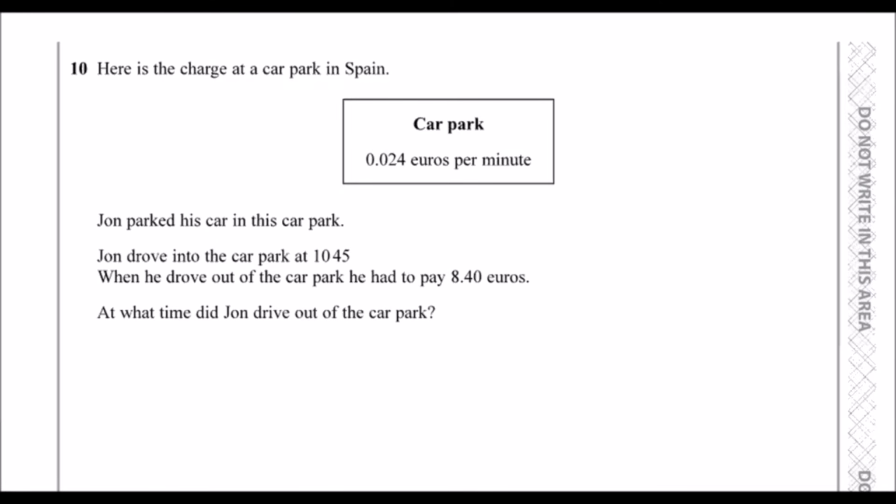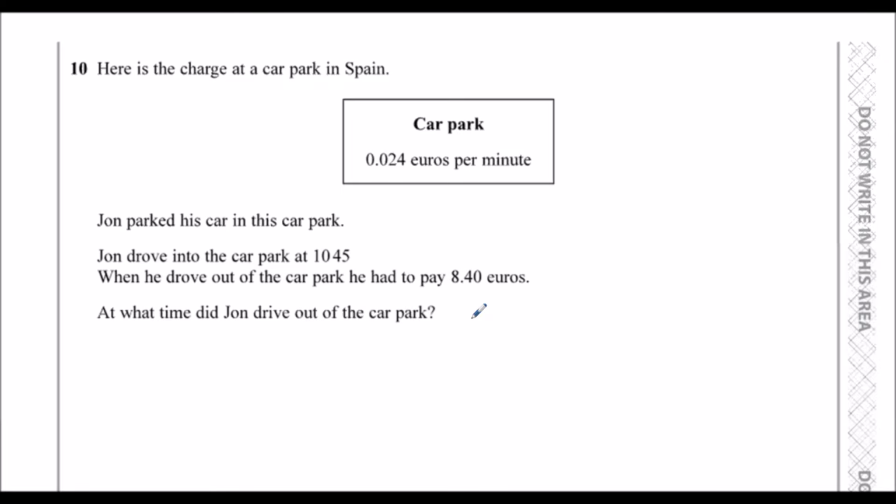Question 10. Here is the charge at a car park in Spain. So it's 0.024 euros per minute. John parked his car in this car park. He drove into the car park at 10:45. When he drove out, he had to pay 8 euros 40 cents. So what time did he leave?